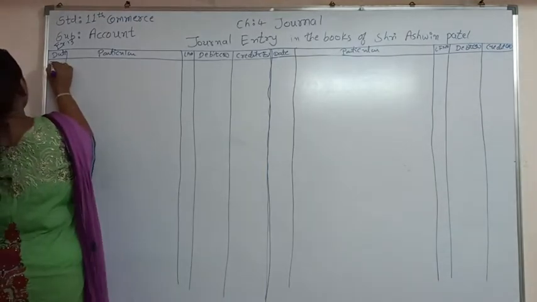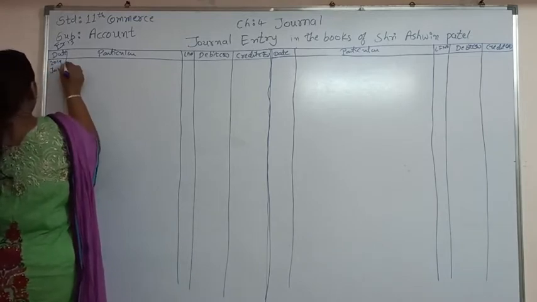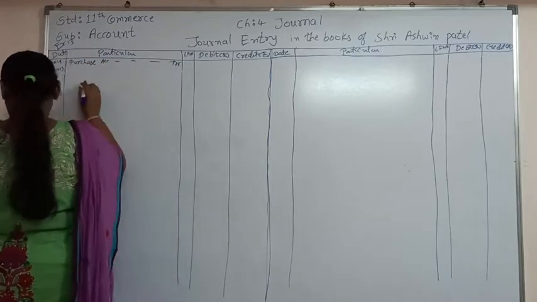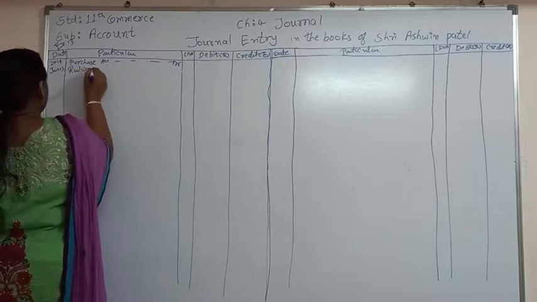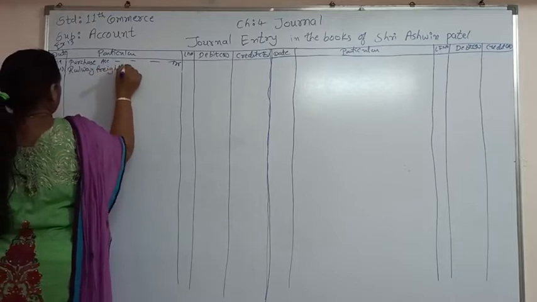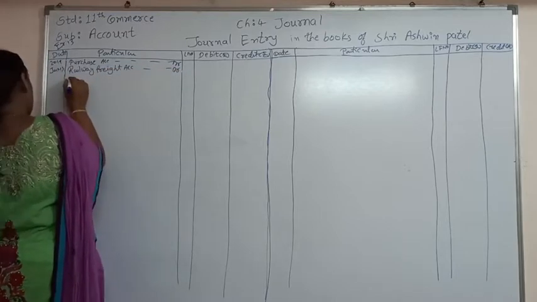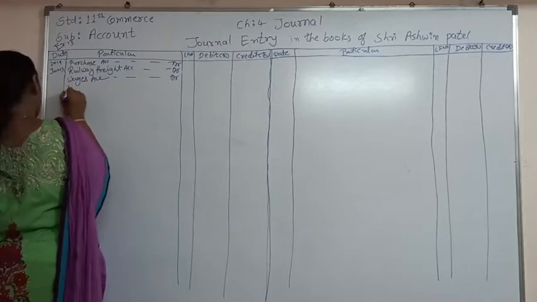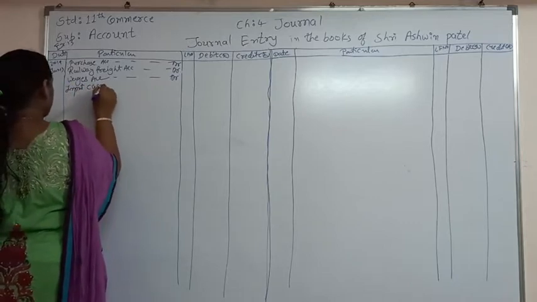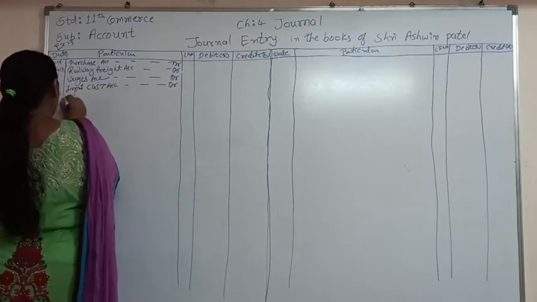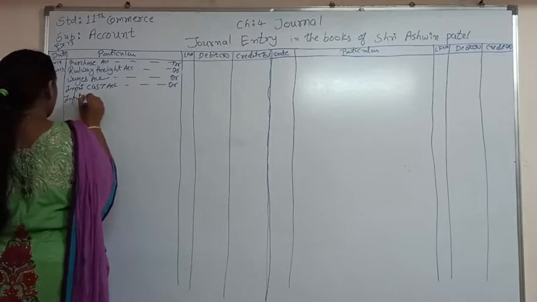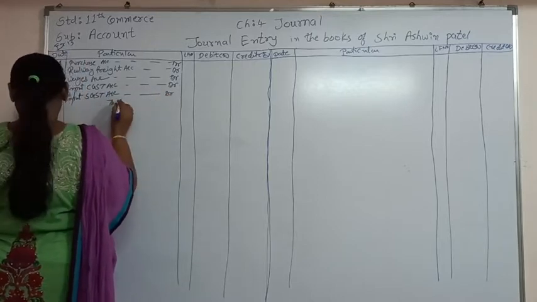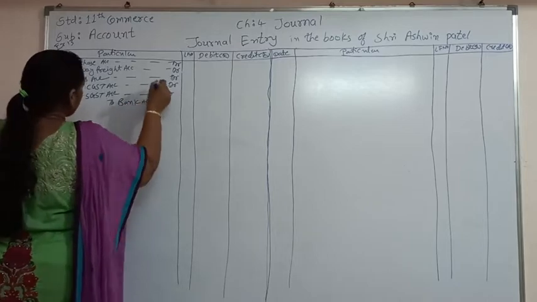So let's pass that journal entry. 2019, January 1st: purchase account debit, railway freight account debit, wages account debit, input CGST account debit, input SGST account debit, to bank account. Here we have to calculate the amount of GST.